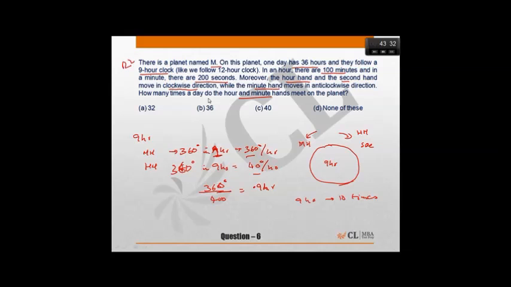And how many times during the day? How many times a day? It is 36 hours a day and they have a 9-hour clock. So 10 into 4, 40.